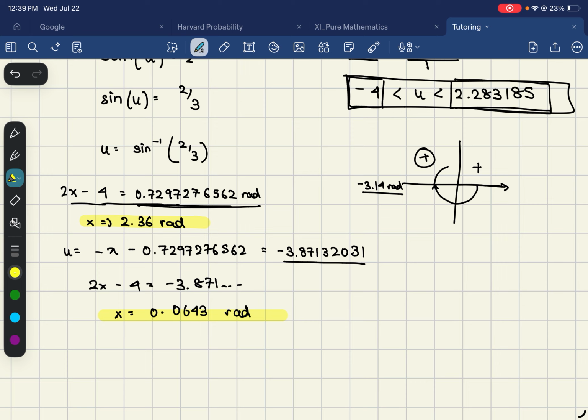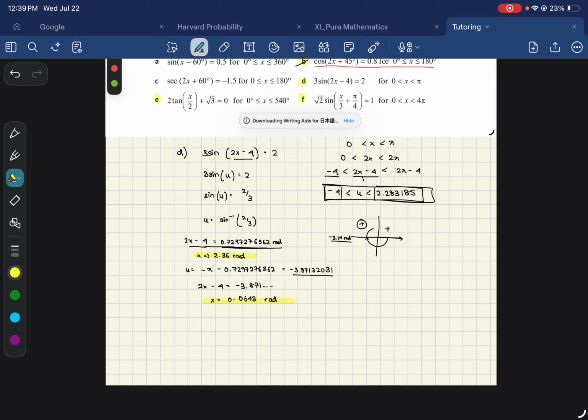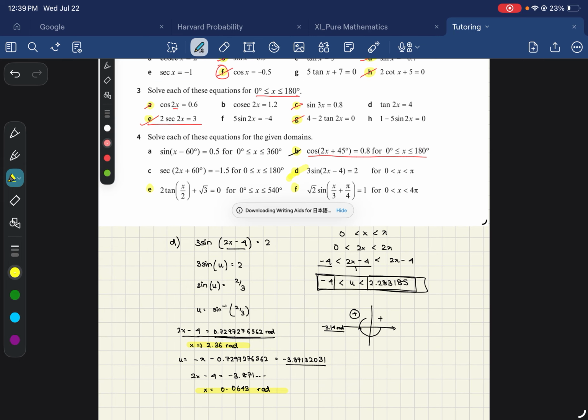And so, yeah, the textbook doesn't do things consistently. I don't know why. So, yeah, 0.0643, the textbook has rounded it off to 0.06, and 2.36 has been rounded off to 2.4. But it's the same. All right, so we're done with D. Let's do E.